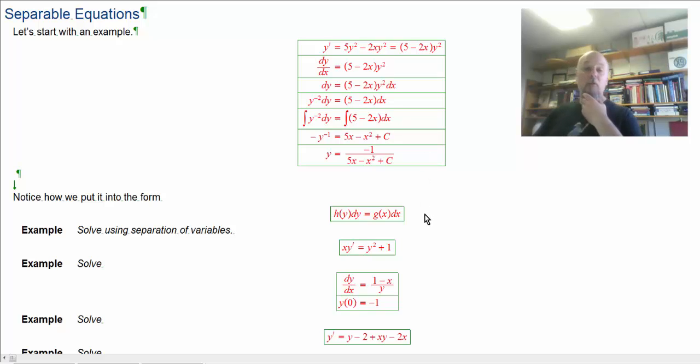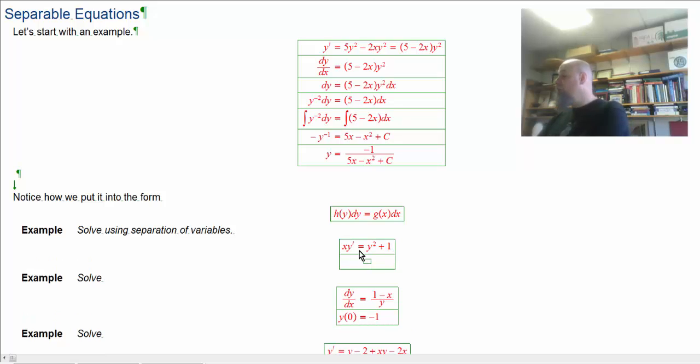So, a separable equation is a first order differential equation that I can put in the form all my y's times dy equals all my x's times dx. Let's go through and do some examples and see this working.